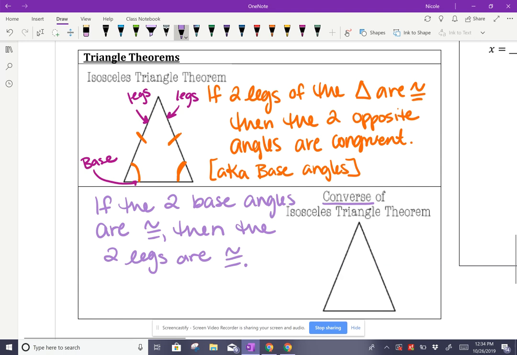So provided for me is that these two angles down here are congruent already. That's given to us. And because they are congruent, I can then add the fact that the legs are congruent.